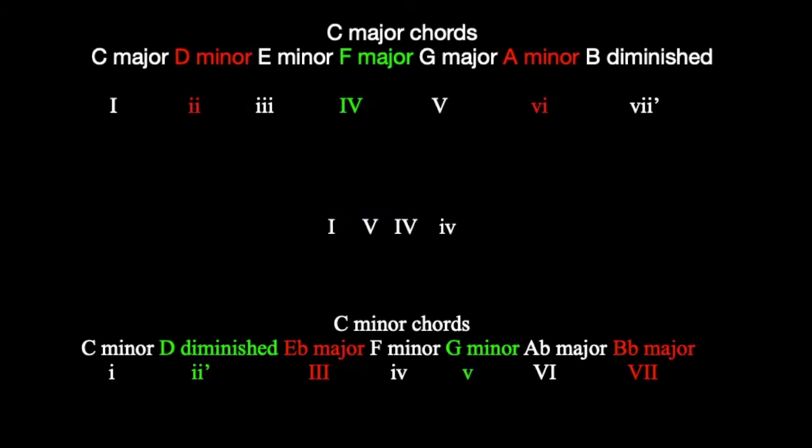Okay, so we could technically get rid of this up here and say, okay, we're going to do a 1, 5, 4, minor 4. We could pick any key, right? So let's say we pick B minor. So B would be our 1, or B major. F sharp would be our 5. E would be our 4. And then E minor would be our minor 4. So that's pretty cool that we can do that stuff.